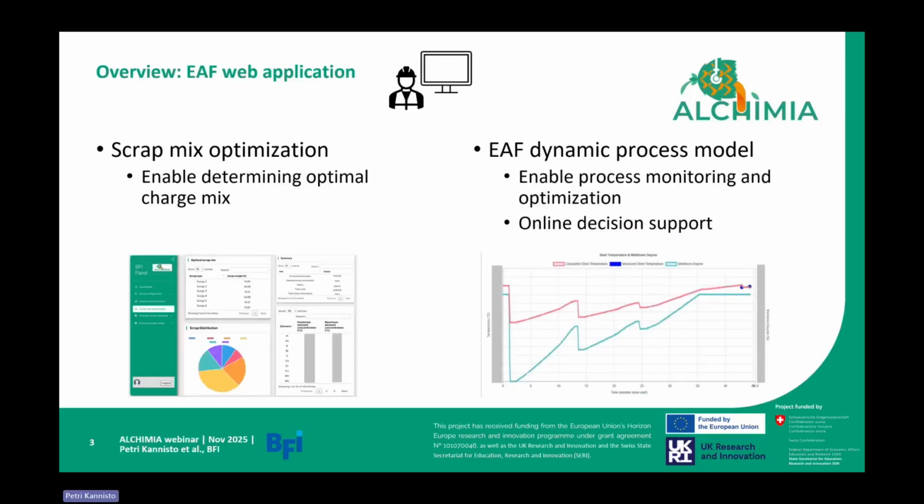So this EAF, or electric arc furnace web application, has two main pieces of functionality: scrap mix optimization, because it uses scrap as the input to produce new steel products. So it is important to mix the scrap correctly. More about these details in the coming slides. And the second main part is the dynamic process model, which enables online monitoring, decision support and optimization related to this electric arc furnace process. This is also going to be explained in more detail soon.